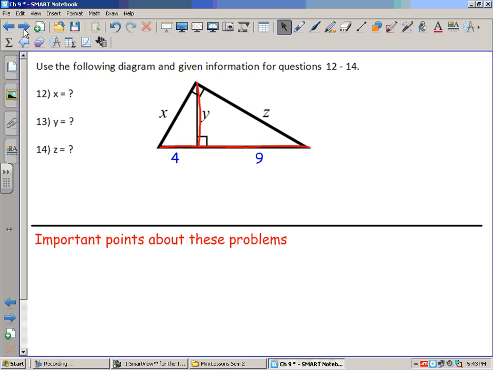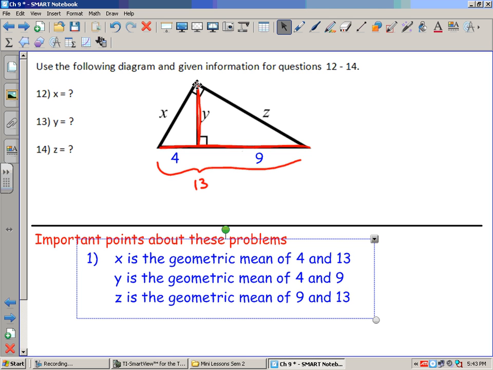Okay, this is an altitude on the hypotenuse. As you see, I've highlighted the altitude, y, and the hypotenuse, 4 and 9, if you want to call it the whole hypotenuse, 13. There are some important things you need to remember when you're approaching this question, trying to find x, y, and z. Here are important things 1, 2, and 3.